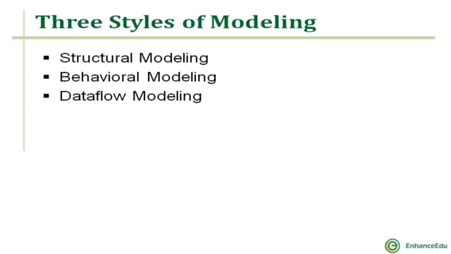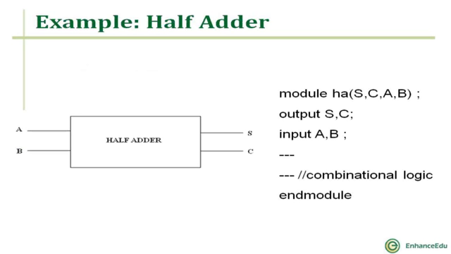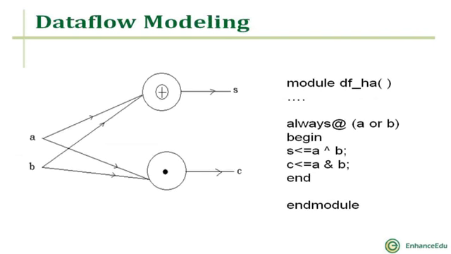Now coming to the different styles of modeling, there are three different styles: structural modeling, behavioral modeling and data flow modeling. Let's look at a hardware and see how it is actually being modeled. Given that you have a hardware, at the top level you only give a black box description of the half adder, which means that you define the input and output ports. There are 2 input ports and 2 output ports of the half adder, which is laid down over here.